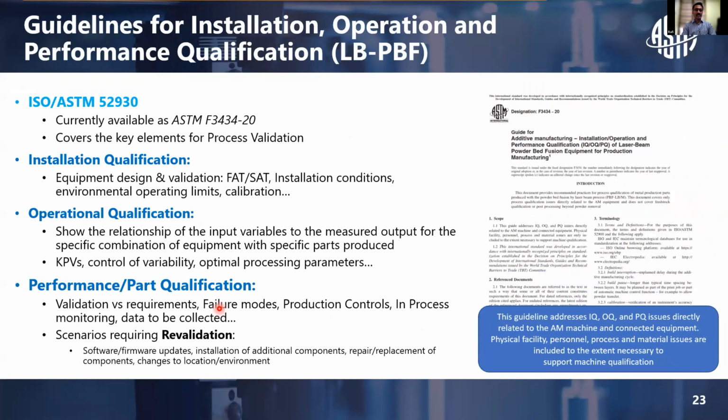So another standard is ISO ASTM 52930. This standard talks about different qualification levels for your process. You have installation qualification, operation qualification, and performance qualification. When I say installation qualification, it is already included in your factory acceptance test or site acceptance test using your previous standard 52941. So in your installation qualification, you validate your equipment design, you validate the installation conditions, the operating limits of your machine, and things like that.